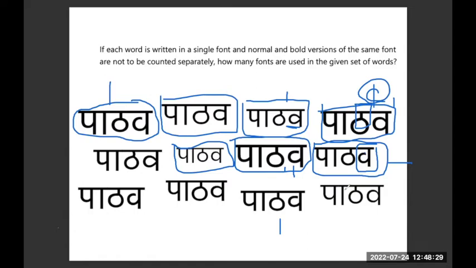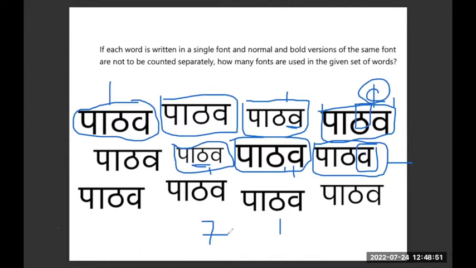Last word? Ma'am, it's the same as the second row. Second word, second line. So total how many? 1, 2, 3, 4, 5, 6, 7. Total we can find 7 fonts that are there.